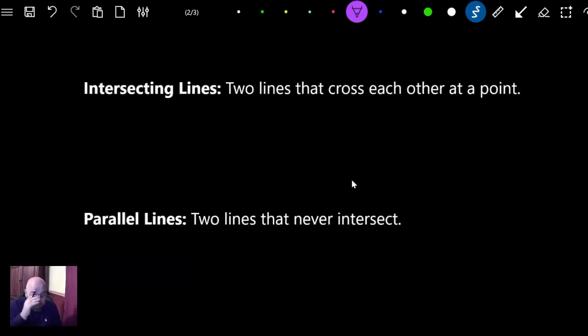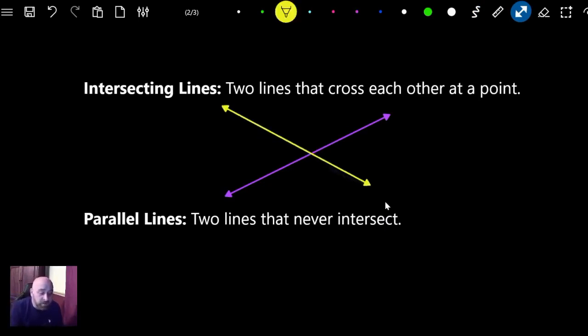Next, intersecting lines. Those are lines that cross each other. So again, let's make sure that we remember what a line is. A line is indefinite in both directions, or it just keeps going in both directions. And then I'll change the color of the line and we'll put another line going this direction.